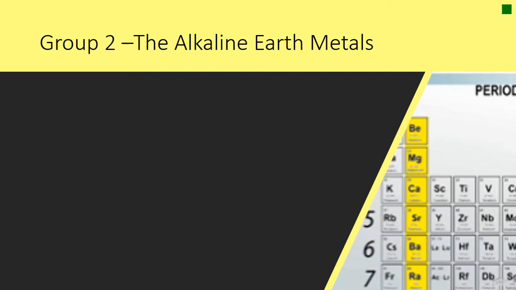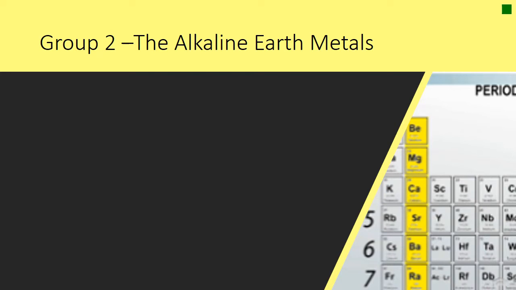And there's actually quite a lot of magnesium and calcium in the Earth's crust. There's a fair bit of beryllium, strontium and barium, and there's virtually no radium. Radium's very reactive and also radioactive, and as a metal it's luminous.